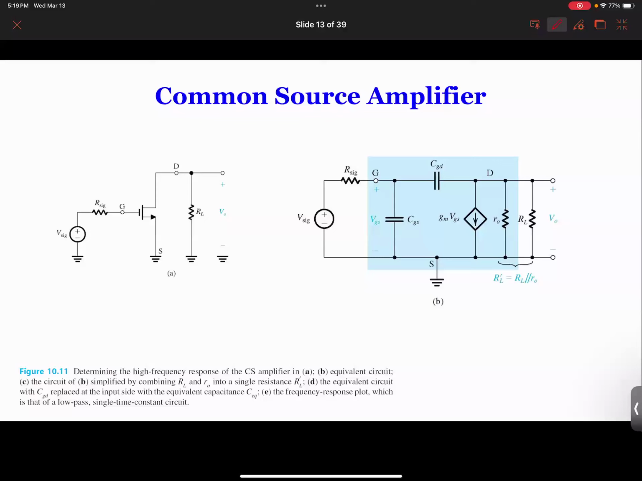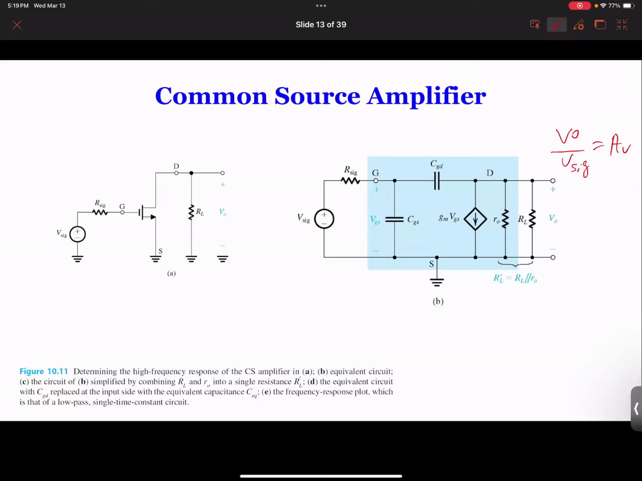Basically, our goal is to find VO. Our goal is to find VO, and then once we find VO, we find a relation, and this is your voltage gain. So that's our goal.